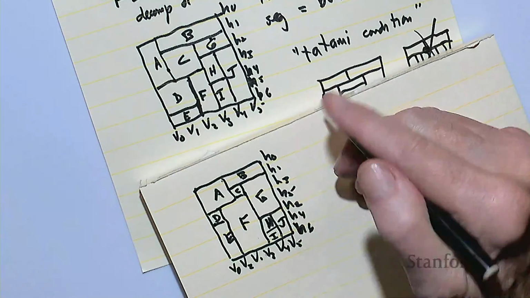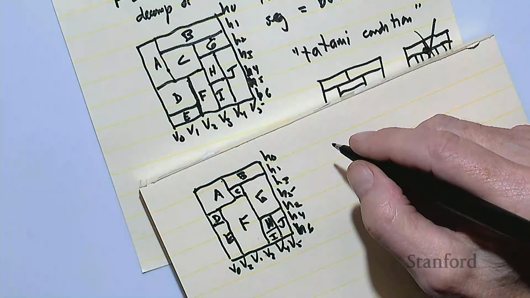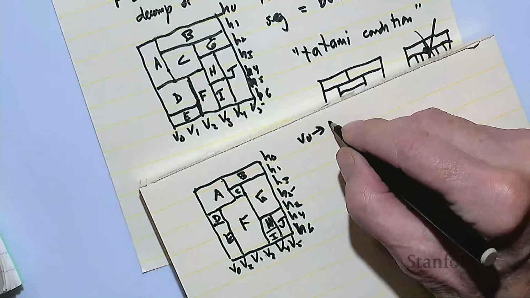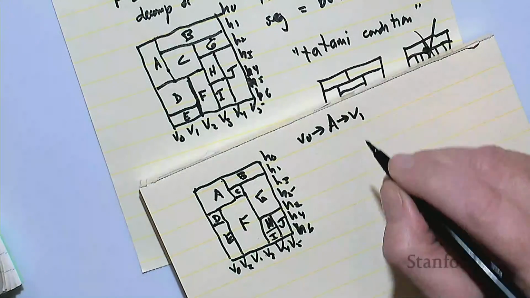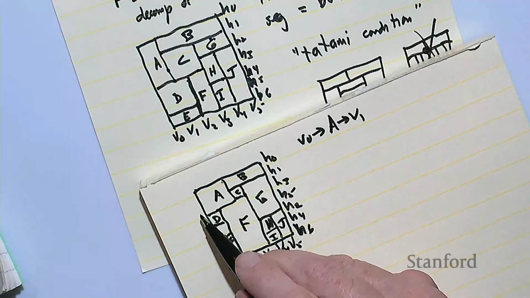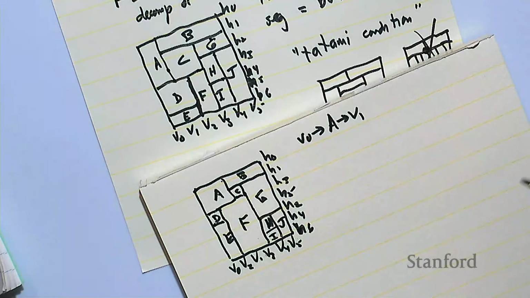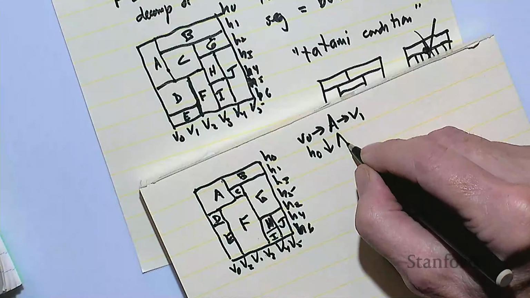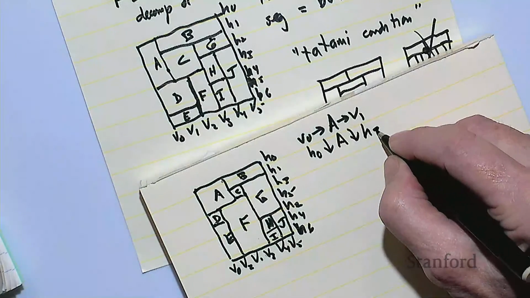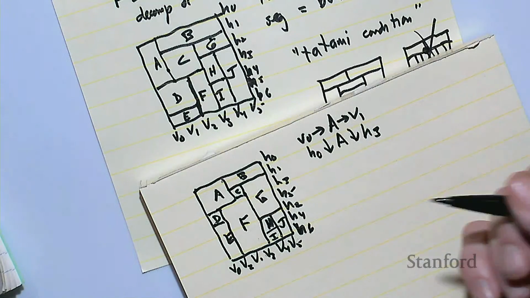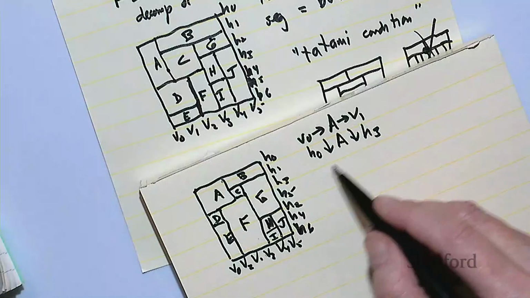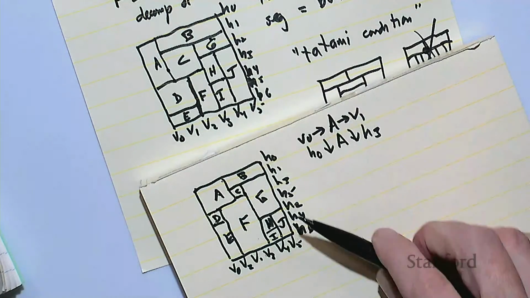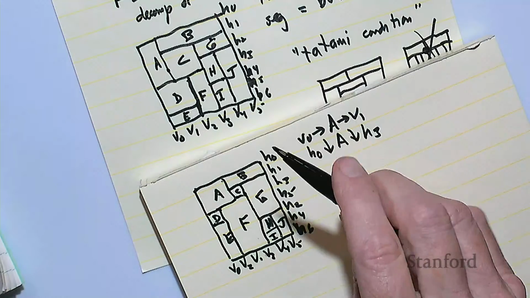Now, you need some notation for this. I'll say, for example, V0 right arrow A, V1. This means that V0 is at the left of A, and V1 is at the right of A. And H0 is above A and above H3. I've got 10 rooms here, so there are 40 different relations between these things. But the idea is that two floor plans are equivalent if they have the same relations.